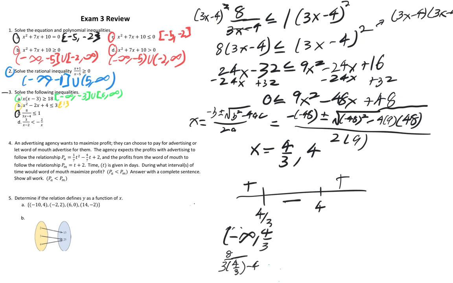Right, so we plug it back in here, we're going to get a function that does not exist. We're going to have a 0 in our denominator, right? So we can't include the 4/3. We're going to just put parentheses there, union. We know 4 is going to be a 0. I'm going to do bracket from 4 to infinity.